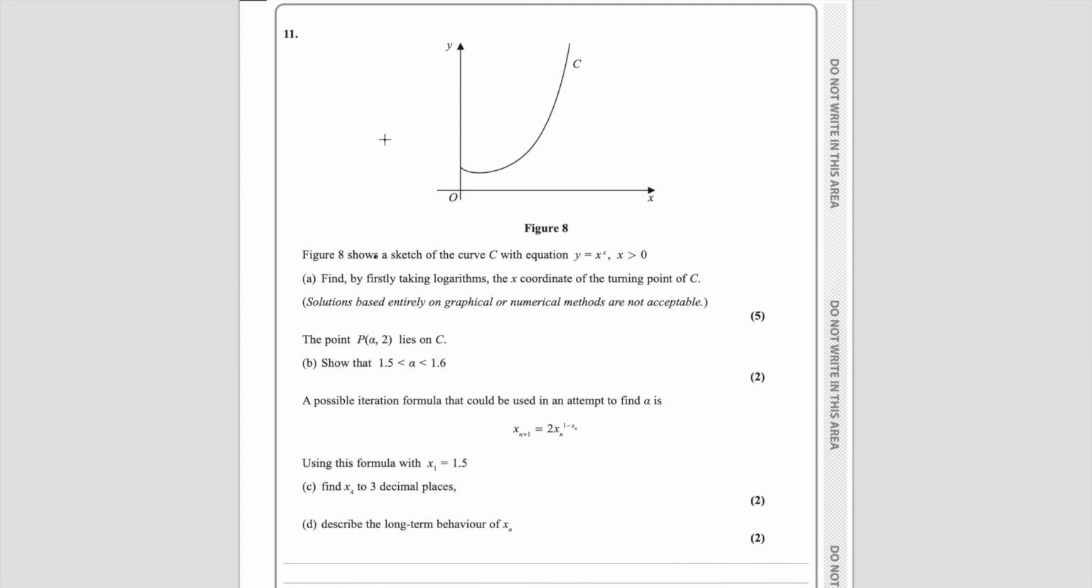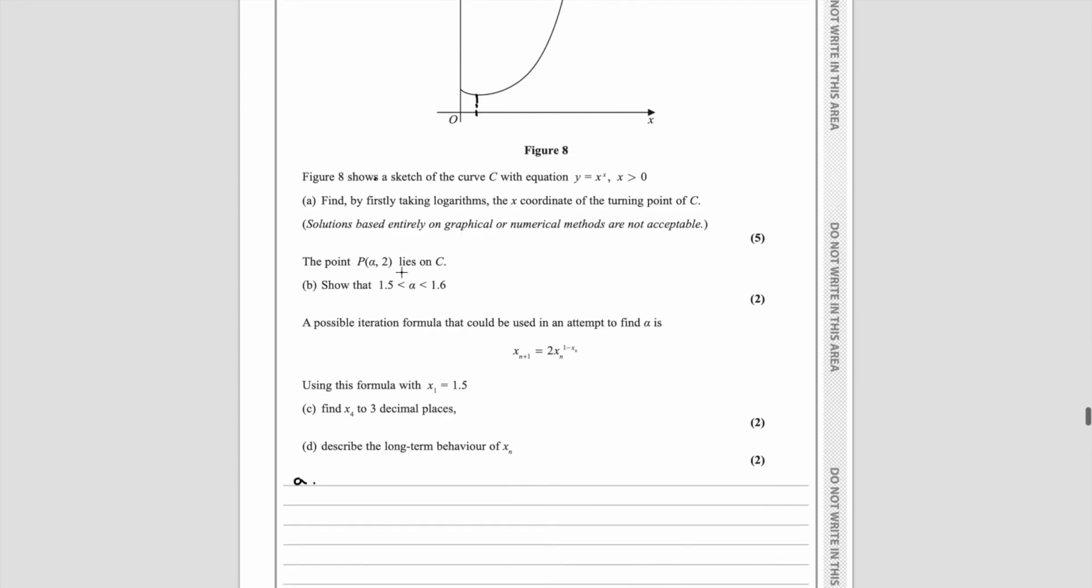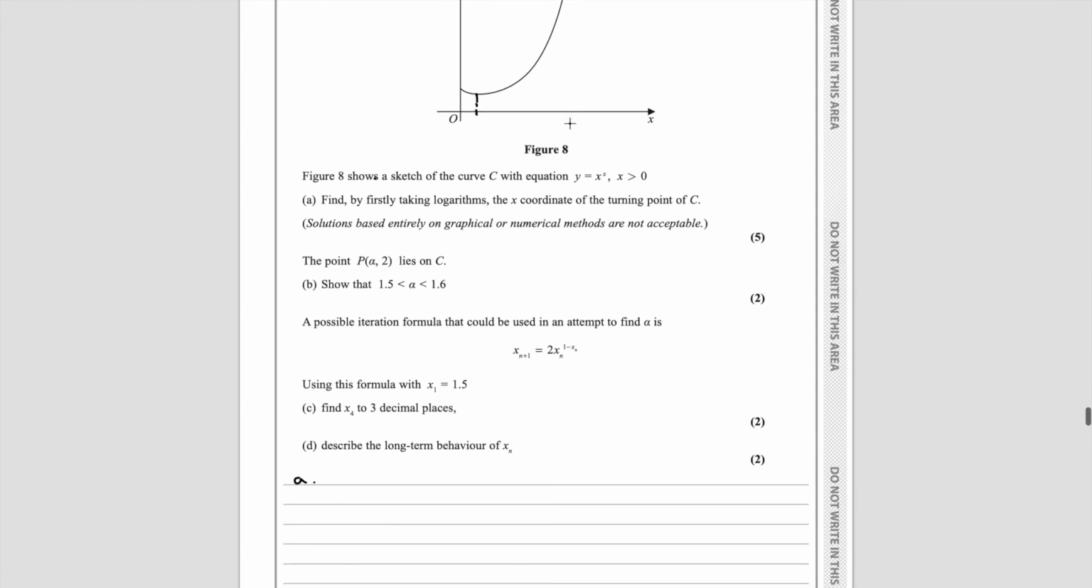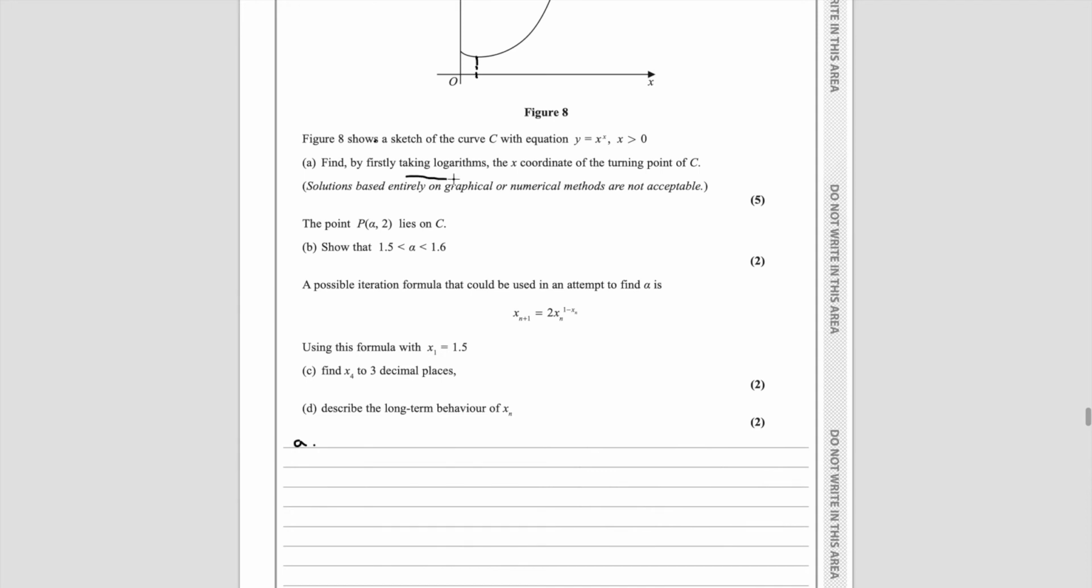In question 11, we're given figure 8, which shows a sketch of the curve C with equation y equals x to the power of x, restricted to the domain where x is more than 0. In part A, what we're asked to do is find, by firstly taking logarithms, the x-coordinate of the turning point of C. In other words, the x-coordinate of the point that looks as if it's about there. This is slightly different to the way in which we'd normally approach this sort of question, where we'd simply take the derivative, set that equal to 0, and rearrange it until we get an x-coordinate. In this particular circumstance, they want us to take logarithms first.